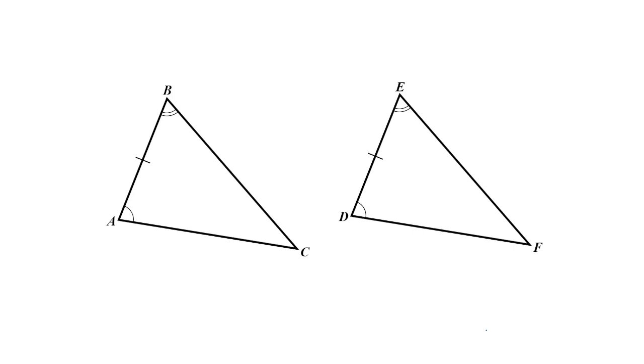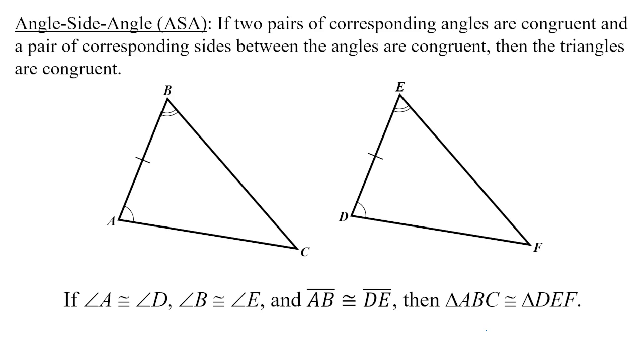Now, suppose we have two pairs of corresponding angles being congruent, and a pair of corresponding sides between the angles are congruent. Then the triangles would be congruent by angle, side, angle. If two pairs of corresponding angles are congruent, and a pair of corresponding sides between the angles are congruent, then the triangles are congruent.